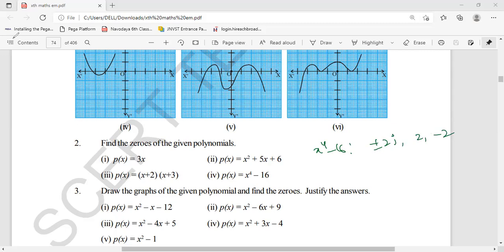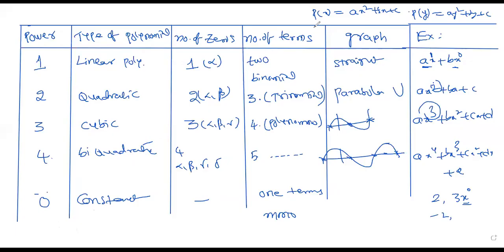Next, draw the graph of the given polynomial and find the zeros. So we will do one question by the graphical method. How to find the zeros of the polynomial in the graphical method. x square minus x minus 12. P of x is equal to x square minus x minus 12.